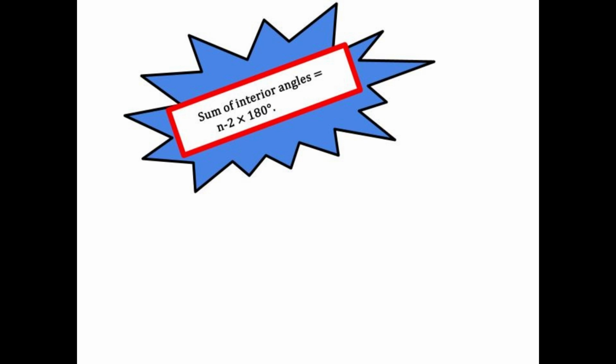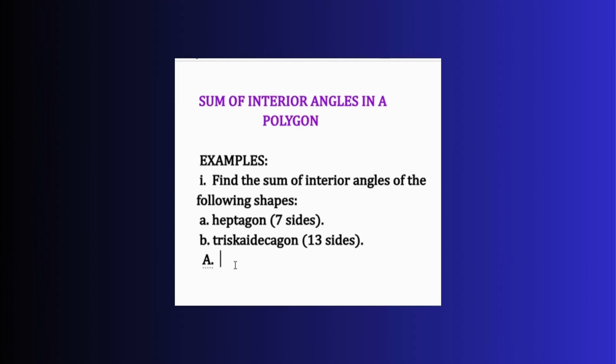I know you caught it, but why should we use the formula n minus 2 times 180 degrees to find the sum of interior angles in any polygon? Please find out in the next video.